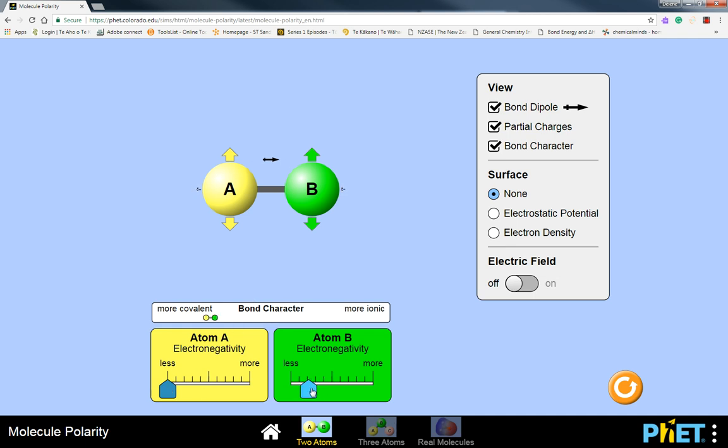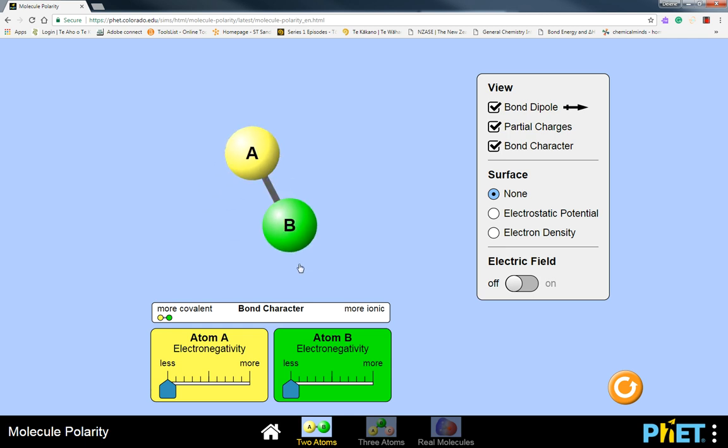If I make the electronegativity the same, then I have a purely covalent bond, and notice I have no bond dipole. And if I move this around, it doesn't make any difference because I only have 2 atoms.